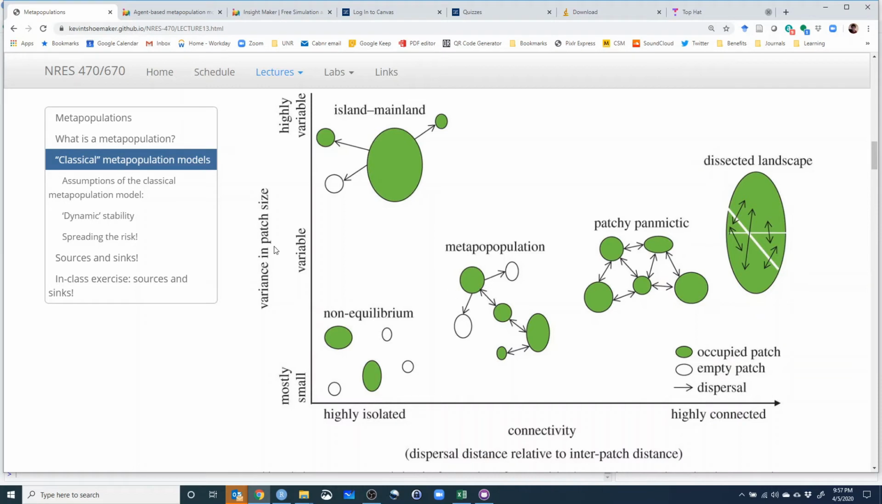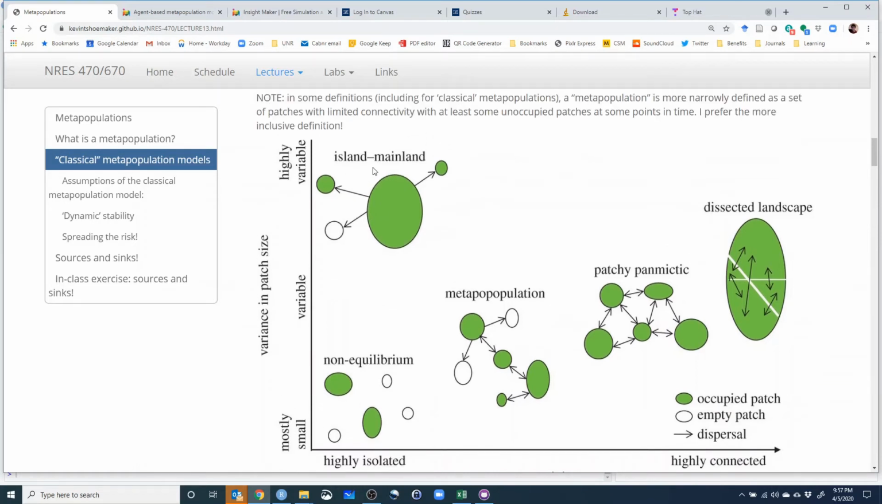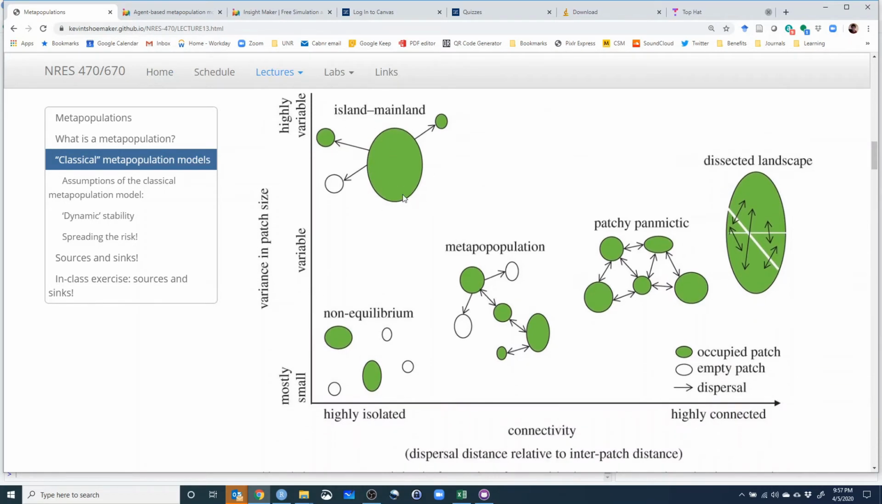But this is a case called the island-mainland model, where one patch is much, much bigger and all these satellite patches just receive immigrants from the mainland. They don't exchange migrants among each other. That's called the island-mainland model. And we have the classical metapopulation model here.